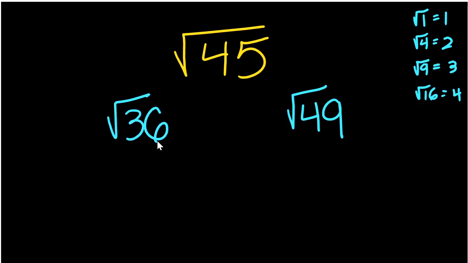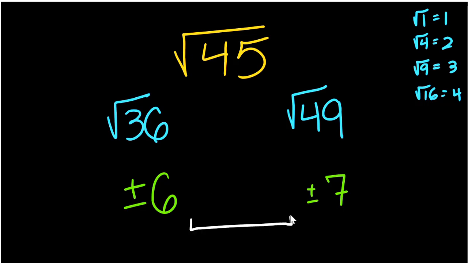Now, since we know that the square root of 36 is plus or minus 6, and since we know that the square root of 49 is plus or minus 7, that tells us that the square root of 45 sits somewhere in between 6 and 7. Okay, so we're looking at 6 point something. Now, it doesn't sit directly in the middle of the two. If it did, then we could approximate with something like 6.5. But it doesn't sit directly in the middle. We'll notice that 45 is a little closer to 49. So this is going to be a decimal a little bit bigger than 6.5.